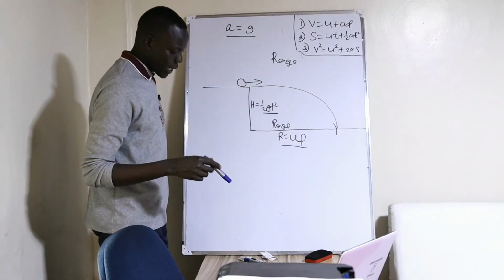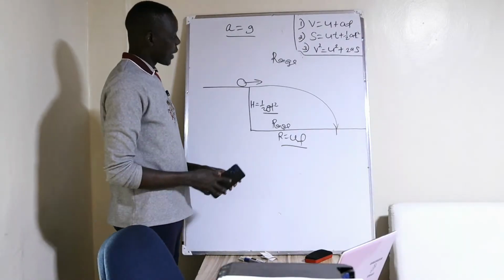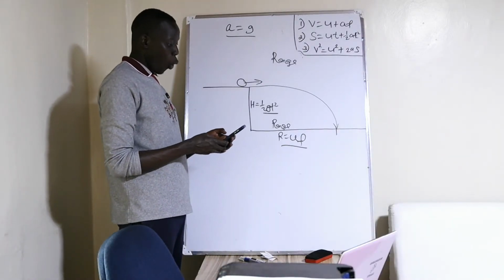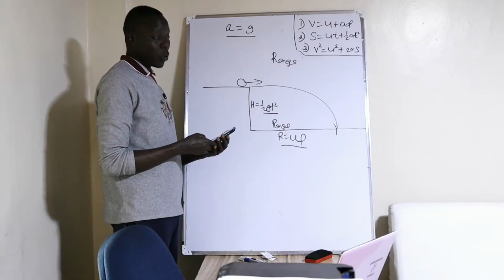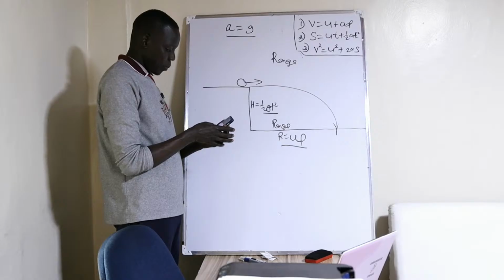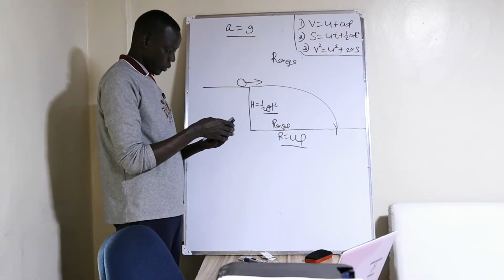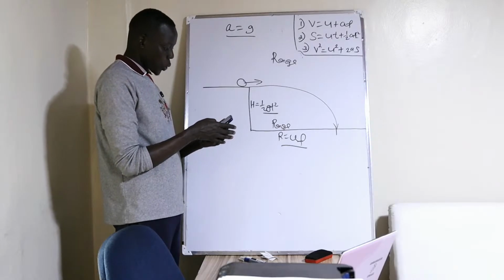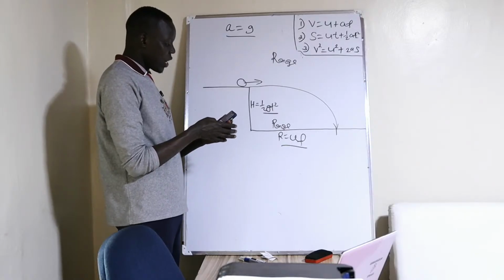Now, what I was saying, you listen very carefully, is this. There are two types of velocities here. We have the horizontal velocity and vertical velocity. Horizontal velocity does not change. It is always equal to the initial velocity.